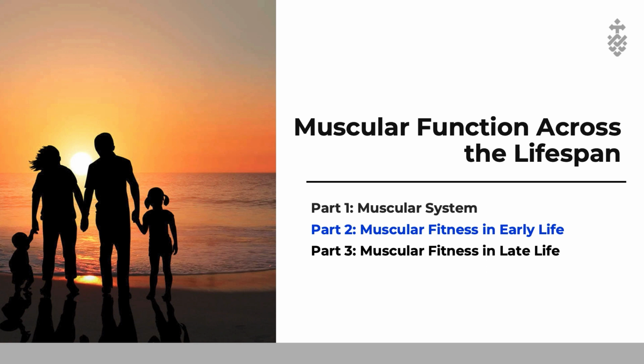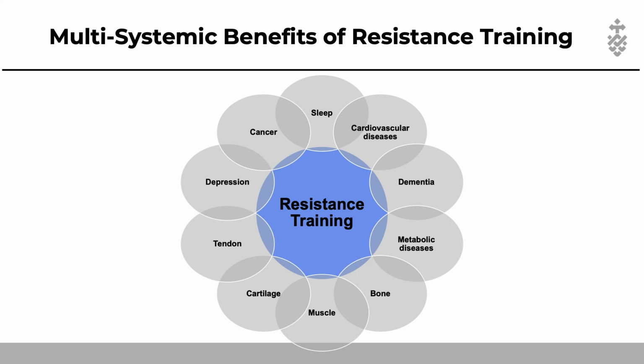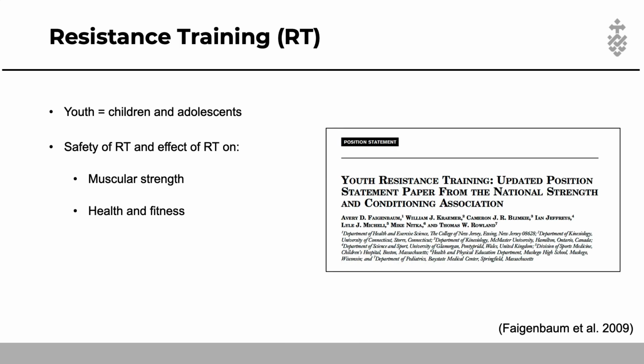Okay, so over the next part of this lecture, we're going to look at muscular fitness in early life. So we're talking about how muscular function is influenced by resistance exercise in childhood and adolescence. Now, before we get into the specific early life information, this figure represents the multi-systemic benefits of resistance training. So resistance training is not just good for muscular development, but it also influences many other variables across almost all of the other physiological systems. So this is something to keep in mind as we continue on with the lecture.